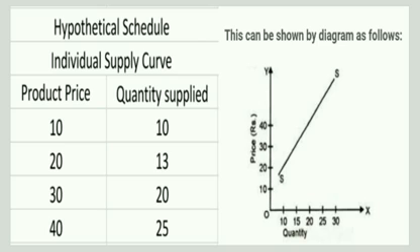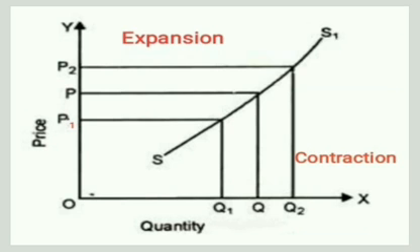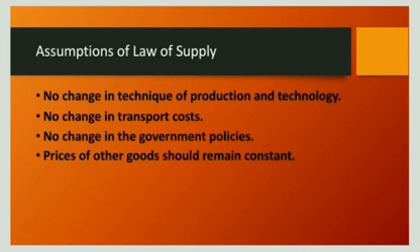The positive relationship always exists with the words expansion and contraction, because when you see that we are rising from price 10 to 40, the quantity supplied also rises from 10 to 25. This shows the expansion of supply, and expansion shows growth of supply. And when price goes from 40 to 10, the quantity goes from 25 to 10. This marks the contraction. Contraction means shrinking, falling. Then you have P to P2 in expansion, Q to Q2 in expansion.